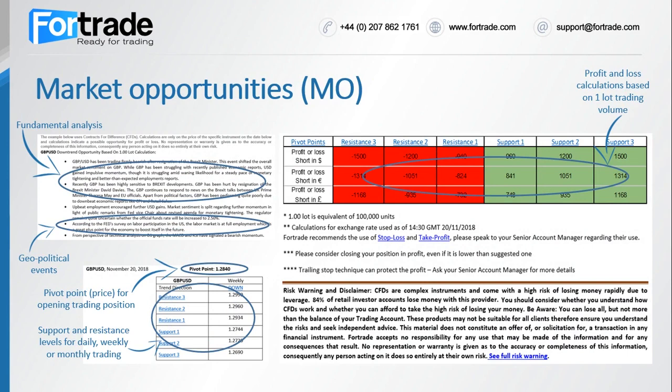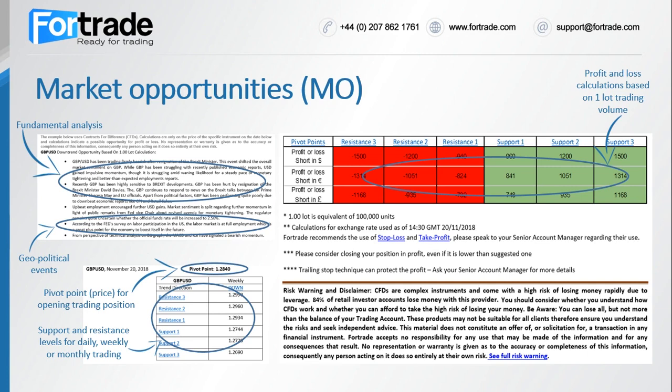Here's an example of a market opportunity. Here you can see fundamental analysis on what's going on with the pound-dollar currency pair. Below you can see some geopolitical events that can influence the currency pair, such as the resignation of the UK Brexit minister in this instance, or positive employment figures in the US.